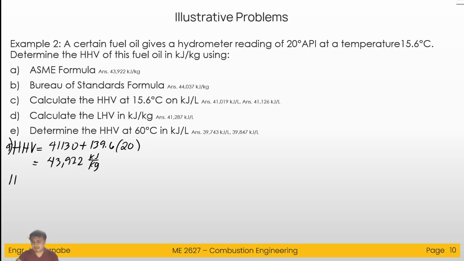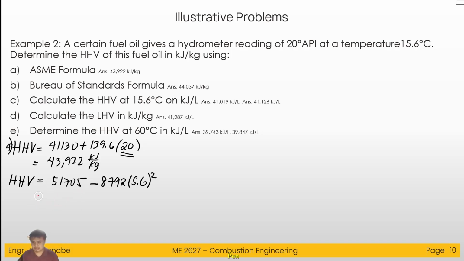Now for the heating value using the standard formula, you have 51,705 minus, what is that, you have 8,790. So we want to now find the specific gravity. Since we have the API as given, then we can solve for the specific gravity at 15.6 degrees Celsius.